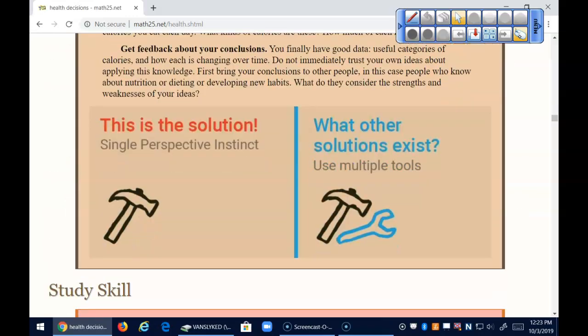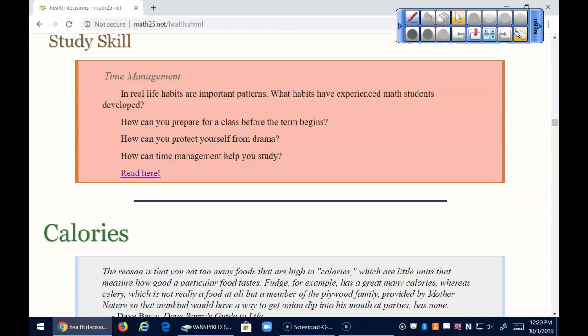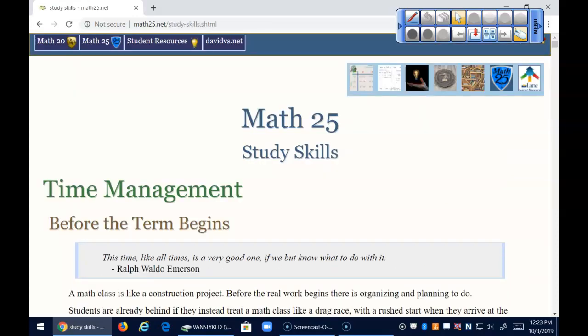We talked about the triangle formula. You can read that on your own. Time management is the first study skill we'll talk about. Let's do that briefly. This is mostly something you can read at home.